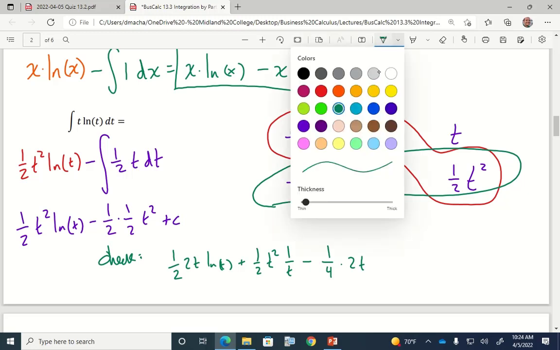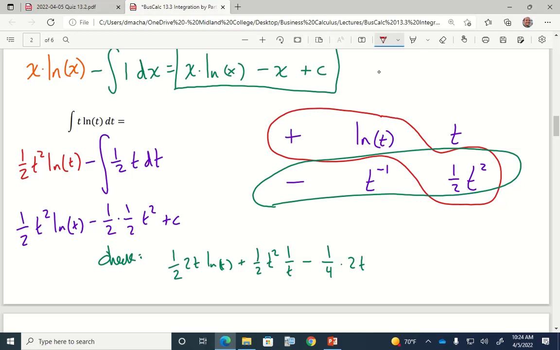So let's see, can I cancel anything out? Maybe, maybe not. In this middle term, I have 1/2 t squared divided by t. Well, t squared divided by t is just t, so that middle term is really just 1/2 t. This 2 in the numerator and this 4 in the denominator can cancel and give me 1/2 t. So I have plus 1/2 t minus 1/2 t, so they cancel out. And then 1/2 of 2 is just 1, so that cancels out.